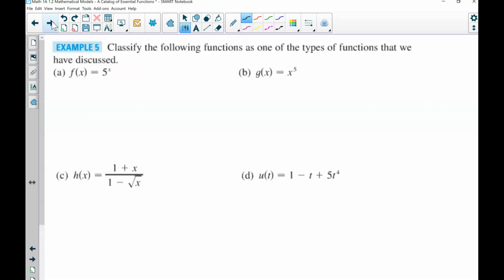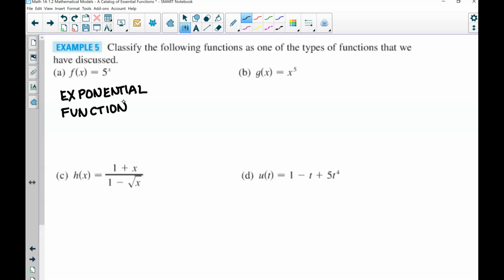Okay, now in example number 5, we want to classify the following functions as one of the types of functions that we have discussed. So for the first one, f of x, which is equal to 5 to the x, this is a what? An exponential function. And the key thing to notice here is that x is the exponent.